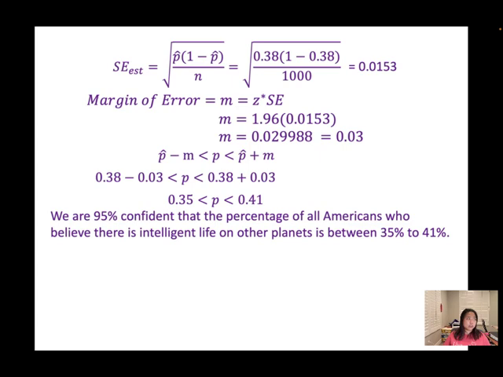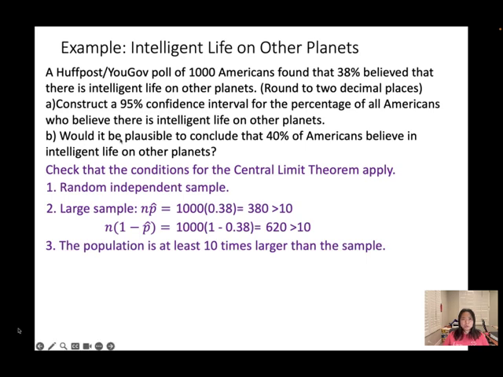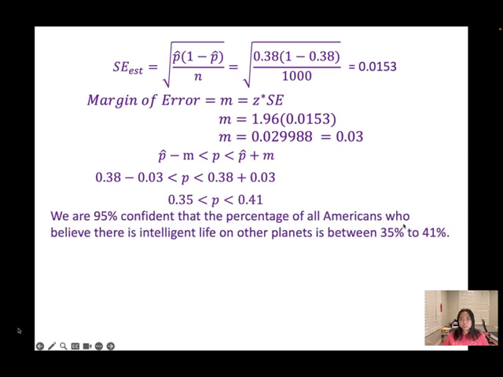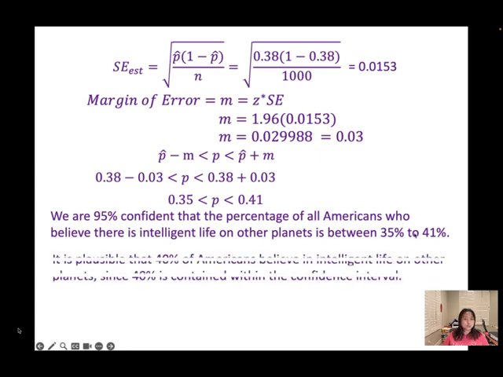So this is part A, right? Part B, what they are looking for. They ask, would it be possible to conclude that 40% of Americans believe in intelligent life on other planets? So 40%. So look at our confidence interval. We find it from 35% to 41%. And 40%, that is within here. So we're gonna say, it is possible that 40% of Americans believe in intelligent life on other planets, since 40% is contained within the confidence interval.